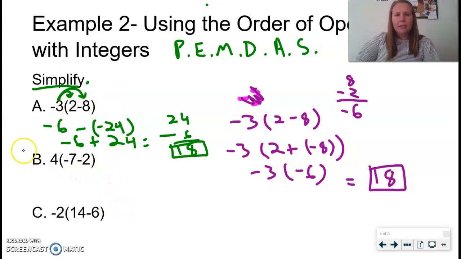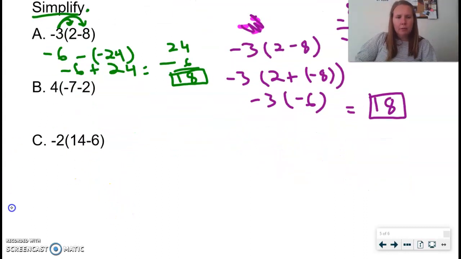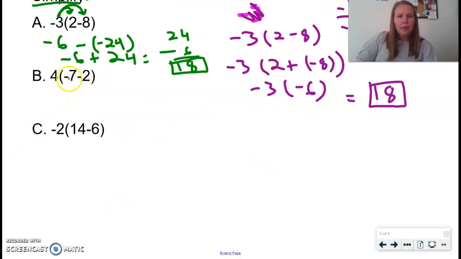So more than likely, I'm going to continue though with solving within your parentheses here, okay? So I'm going to solve within the parentheses first, but what I'm going to do, instead of making this a subtraction, let's change it to adding the opposite. So -7 plus then -2.